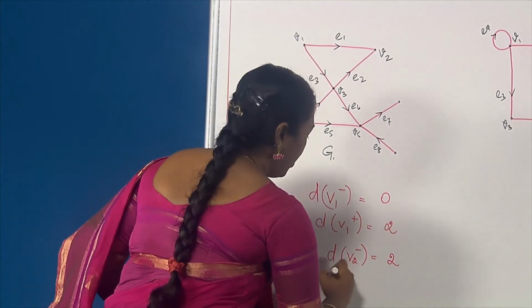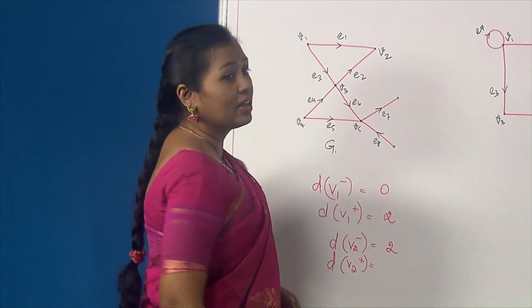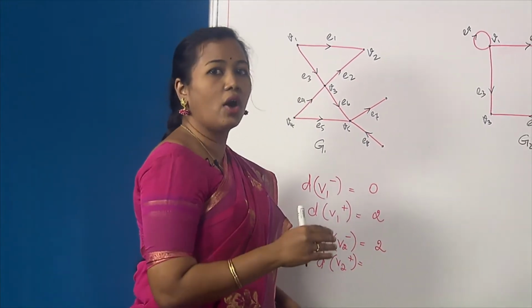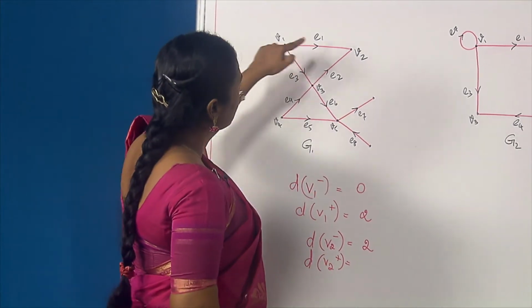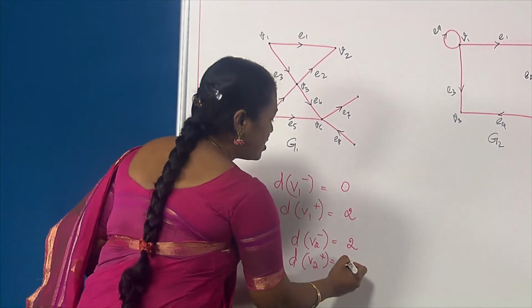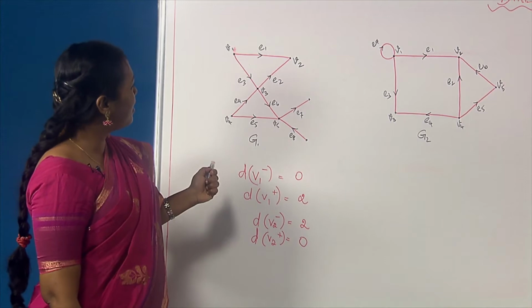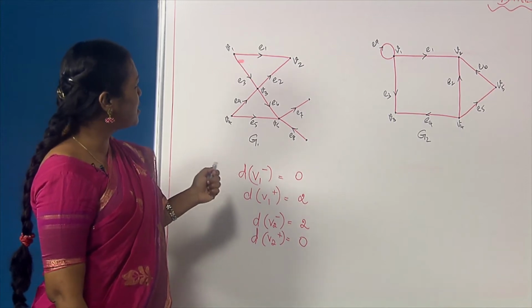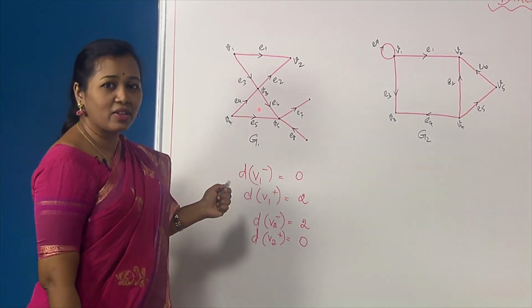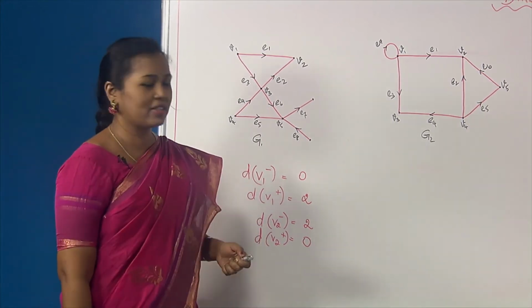But d plus of V2, that is, the number of edges going outside of V2, of course there is no edge going outward, therefore this is equal to 0. So as you can see, we have calculated the in degree and the out degree of these two vertices V1 and V2. You can calculate the in degree and out degree of the other vertices in this graph. You can try this on your own.